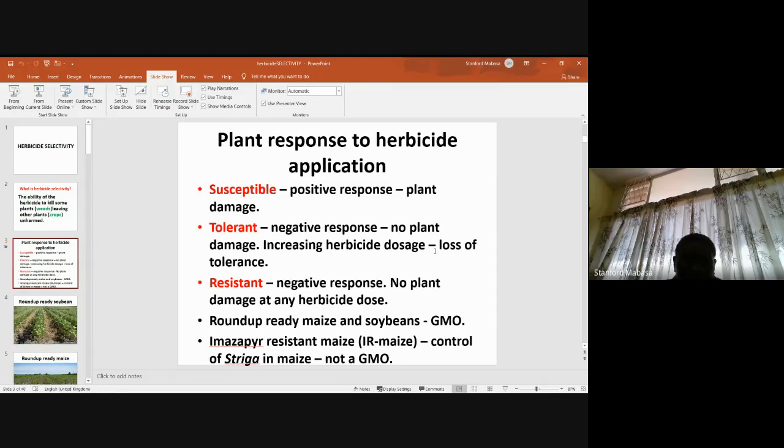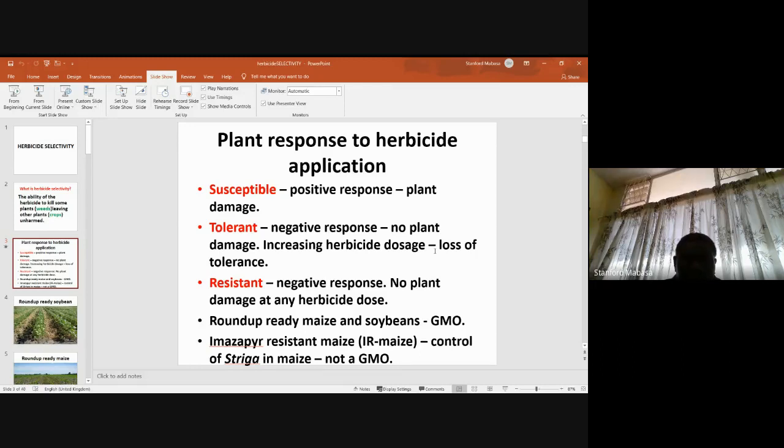Then there's an extreme case where we have resistance. This is also a negative response. There's no plant damage at any herbicide dose. Sometimes this can happen when we are using one herbicide every season.